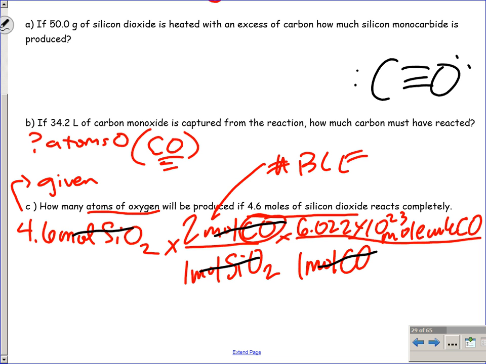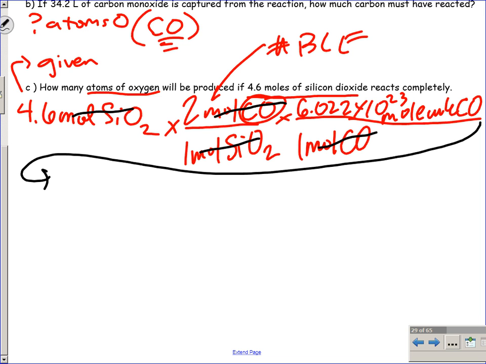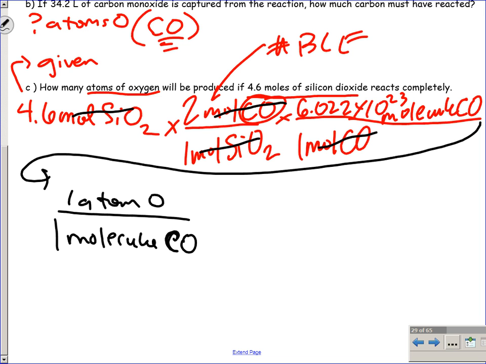How many atoms of oxygen are inside? Just one, right there, 1. So inside of the carbon monoxide, there's a 1 subscript next to the O. So I need to put 1 on the bottom here. Goes on the bottom. What's the name of it though? Molecule. 1 molecule of CO has what inside? 1 atom of oxygen. Good.